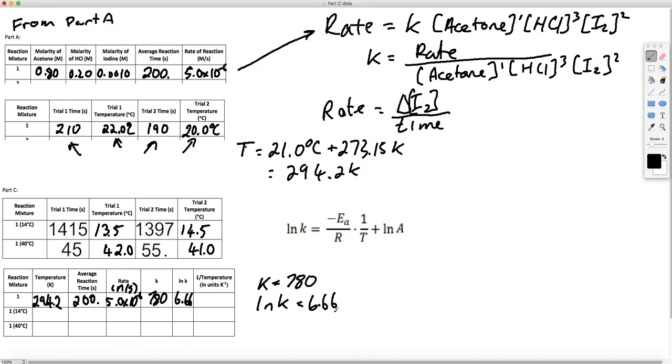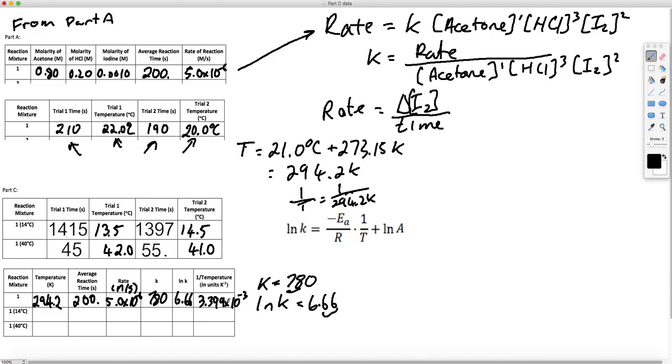And that's correct for significant figures as well. You always have the same number of decimal places in the log as you have significant figures in the initial number. So that's 2 versus 2 here, so 6.66. And we've got 1 over temperature here, and 1 over T is equal to 1 over 294.2 K, and that comes out to be 3.399 times 10 to the negative 3. And the unit there is K to the negative 1 because it's 1 over K on the temperature.